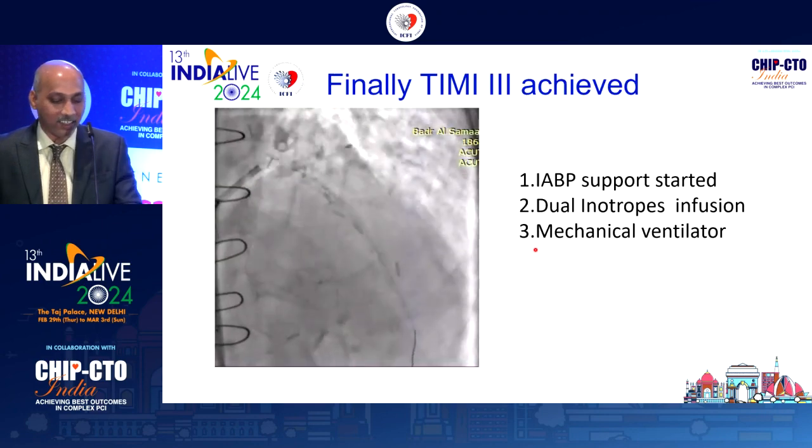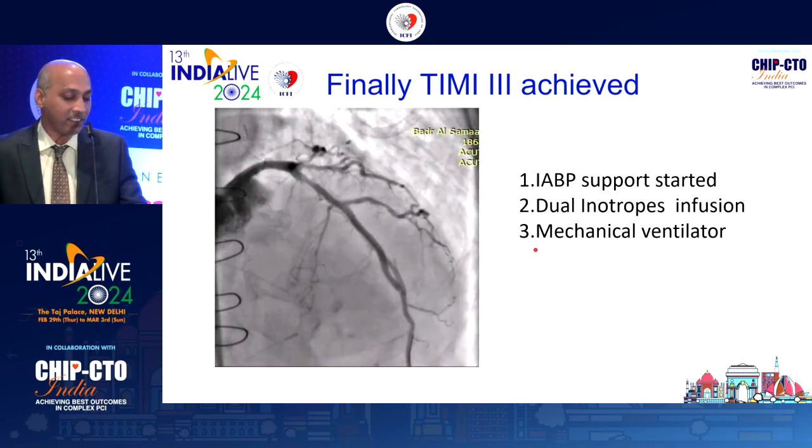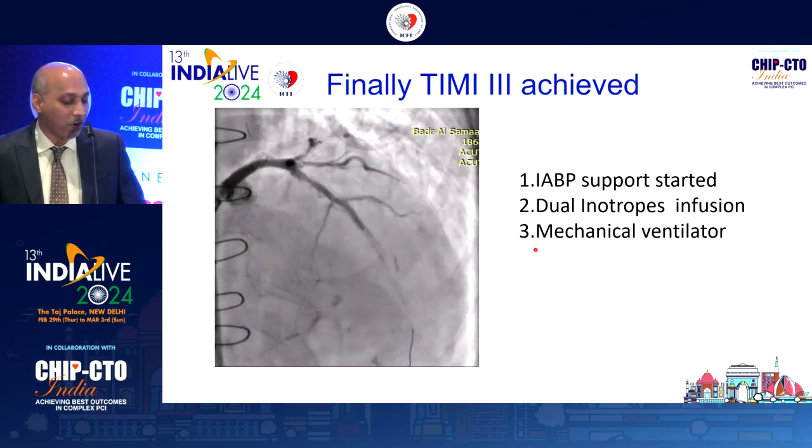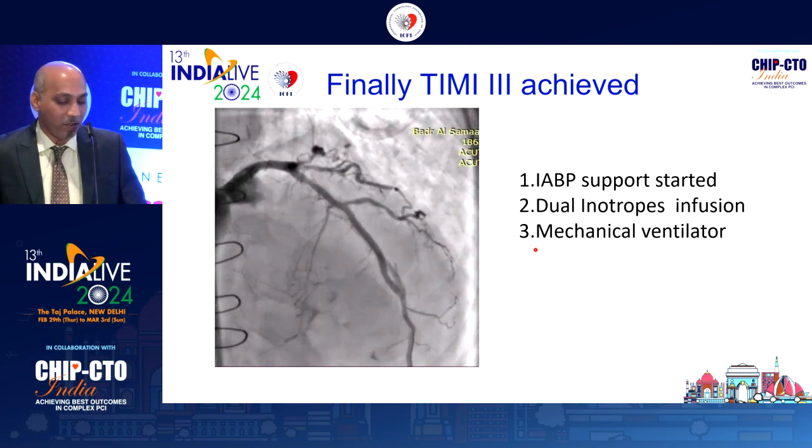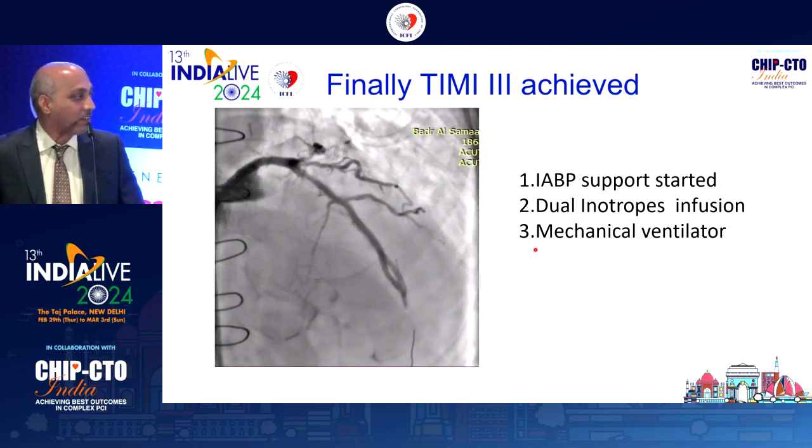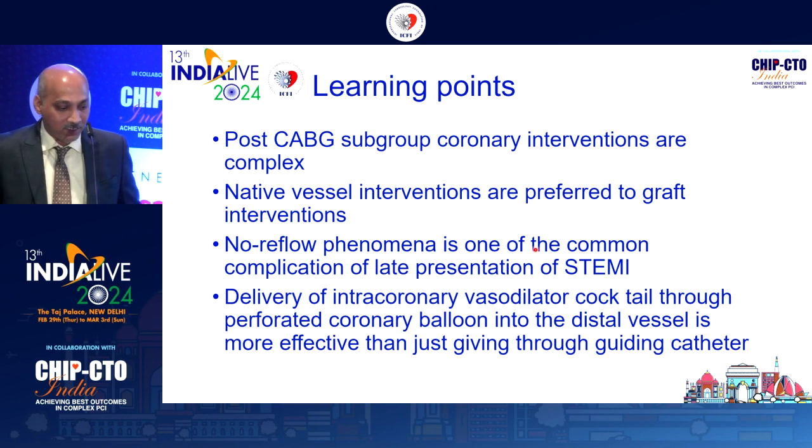We move on to the next, the third. After deploying the stent, TIMI 3 flow was there. We put the patient on dual inotropes and mechanical ventilation, hoping that the flow improves in the microcirculation. Thank you very much.